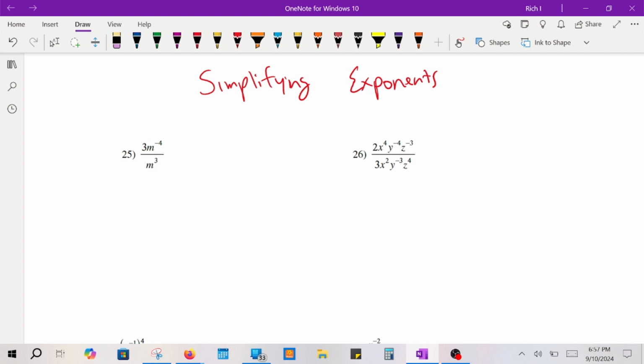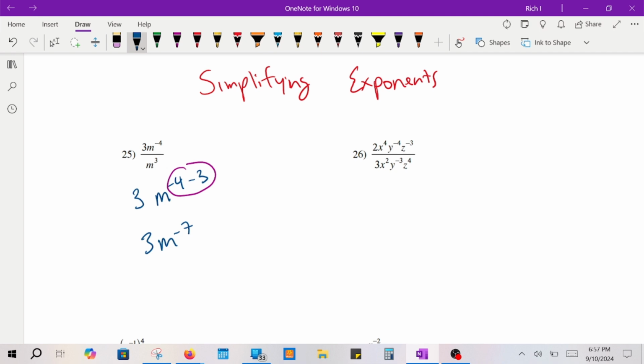So we talked about this last time. I know naturally we want to just move the negative down and readjust, but I think we made it simpler by just taking care of it while it's up here. So if we do that, remember if you have a variable dividing another variable, then their exponents are going to subtract. So we're going to have a 3, and then m to the minus 4, and then we're going to subtract that 3. So we have m to the minus 4 minus 3. When you combine those, we get 3m to the negative 7.